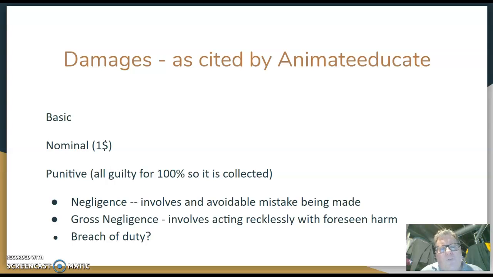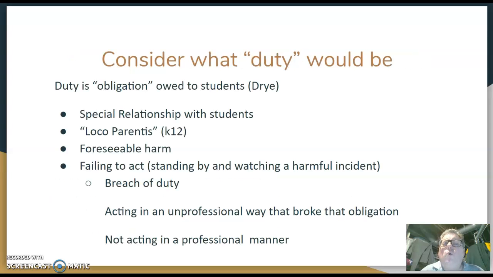We also need very quickly to note we're going to be talking about negligence, which is avoidable mistakes that are made, things that didn't have to happen. Gross negligence involves acting recklessly with foreseen harm. Things that you knew could cause problems. And a breach of duty is simply when professionals, educators in our case, aren't doing their jobs. We have an obligation to the students. We're not keeping up that obligation.